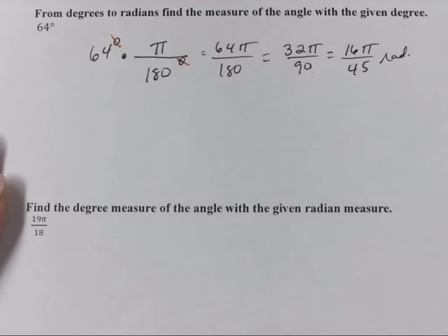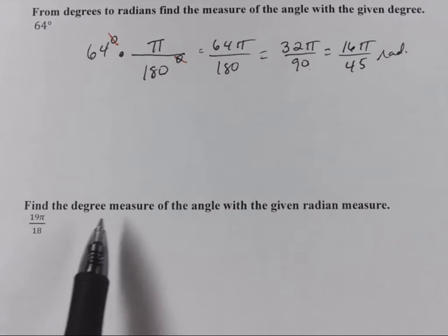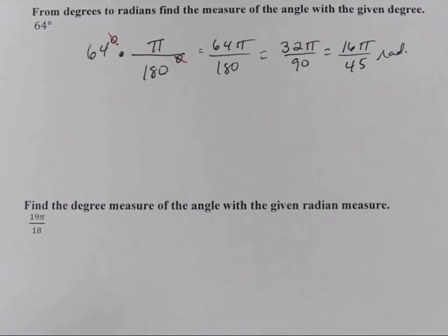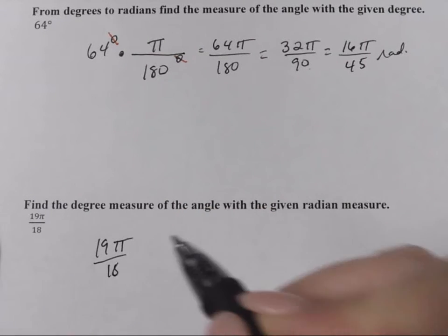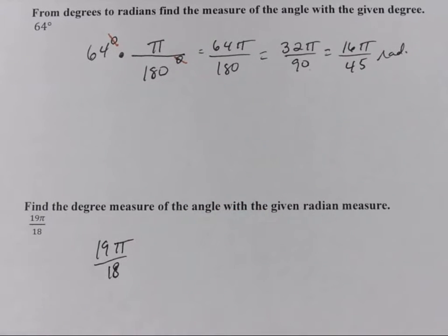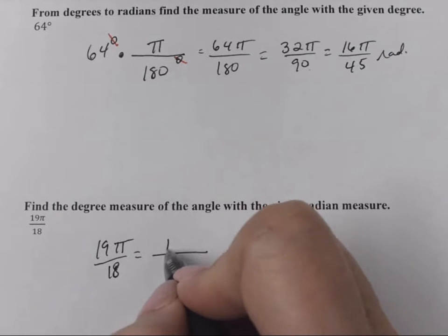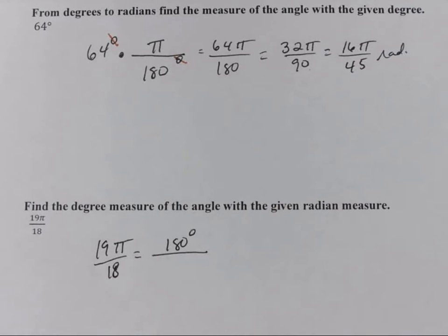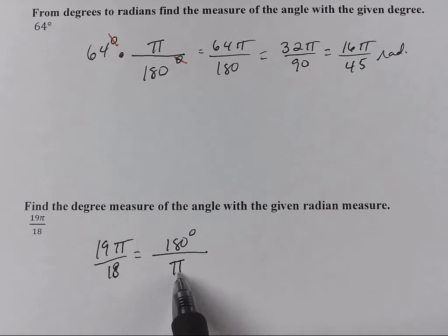Now on the next part, we're looking at a degree measure that we want to find given that we have a radian measure. So we have our 19 pi over 18, which is in radians, but we want degrees to come into our angle here. So we want the degrees on top. Remember that the 180 is the degree measure, so we want that increment there. And we're going to put it over our pi, and the pi's will then be able to cancel.